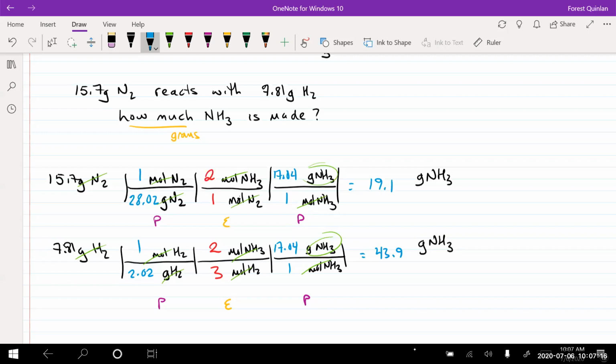Now, at the end of the day, what does this mean? It means that even though you started out this reaction with what appears to be a whole lot more nitrogen than hydrogen, because of the molar masses, because of the molar ratios, it turns out that nitrogen will not give you the most bang for your buck. It's the one that's limiting you. So when you do this problem and you just check it with both of them, this is how much is made. And this guy limits.